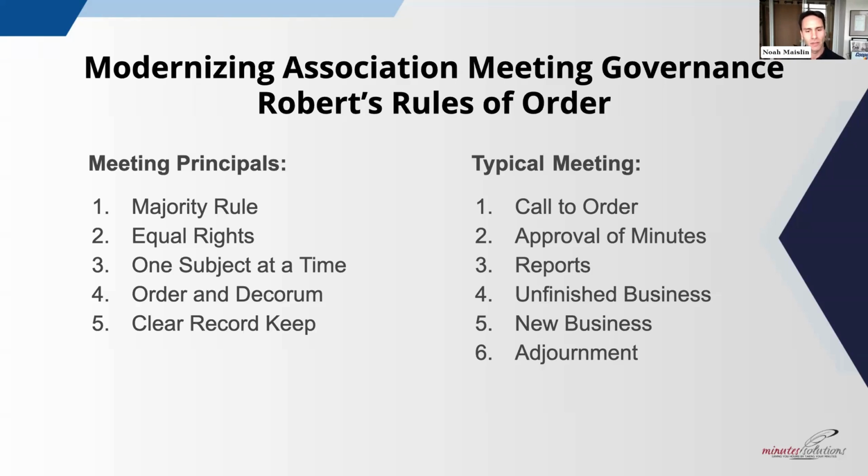A typical meeting following Robert's Rules consists of the following, which I'm sure most of you are very familiar with. Start the meeting with a call to order, next move into approval of minutes, then review and discuss reports, talk about unfinished business, bring up any new business, and then end each meeting with an adjournment.